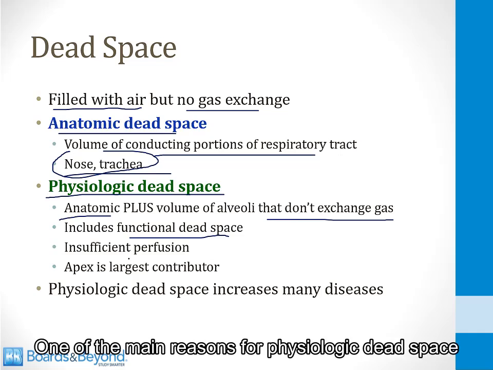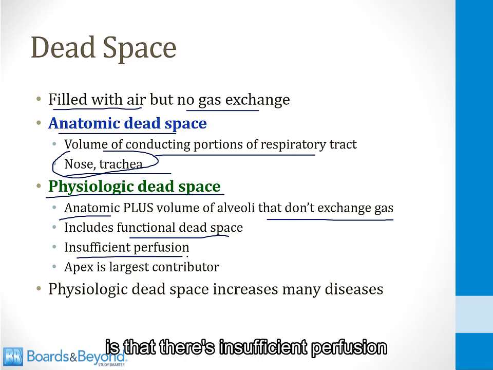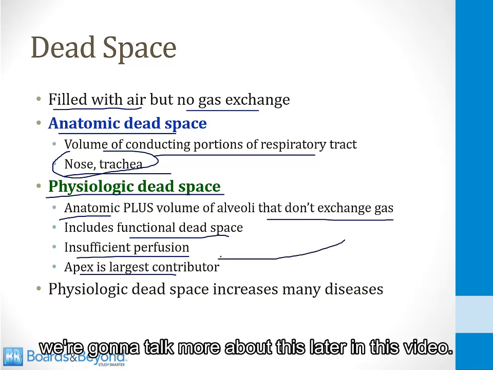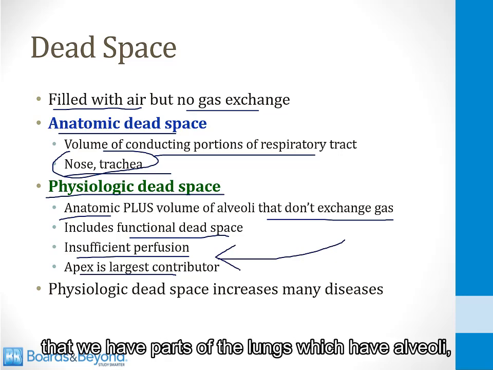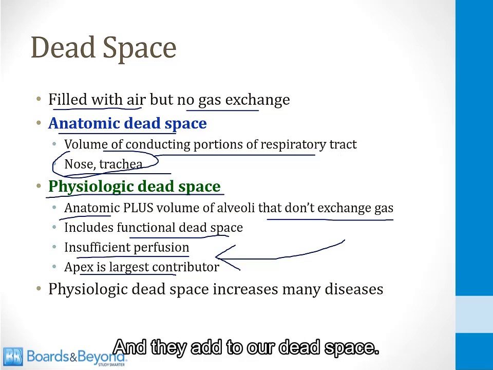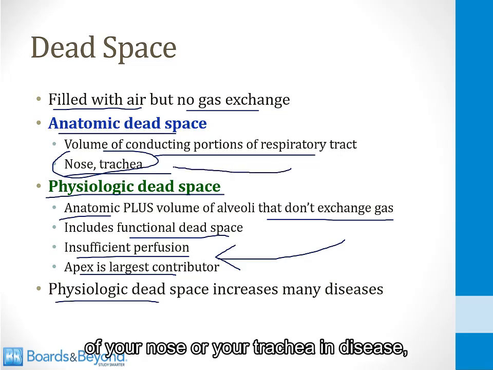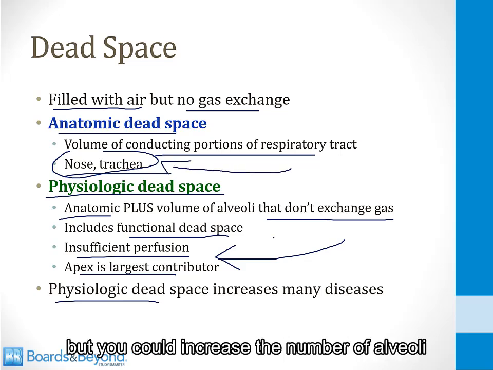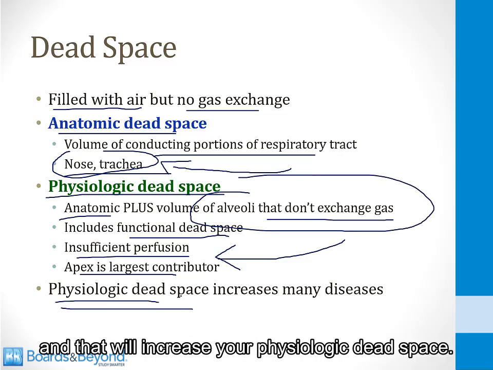One of the main reasons for physiologic dead space being greater than anatomic dead space is that there's insufficient perfusion to parts of the lungs. The apex is the largest contributor, and we're going to talk more about this later in this video. But the bottom line is that we have parts of the lungs which have alveoli but don't exchange gas like they should, and they add to our dead space. And as we'll also talk about later in this video, the physiologic dead space increases in many diseases. Obviously, you're not going to increase the volume of your nose or your trachea in disease, but you could increase the number of alveoli that don't exchange gas, and that will increase your physiologic dead space.